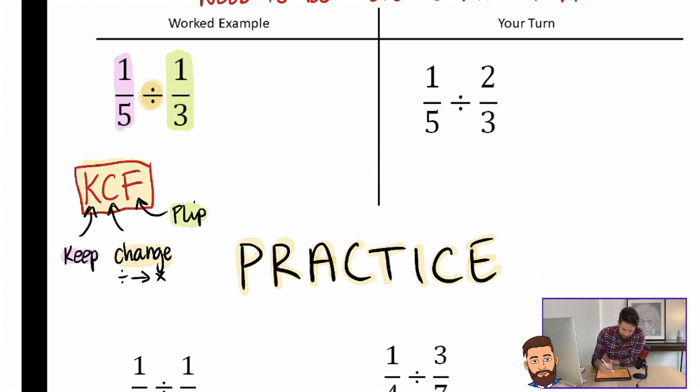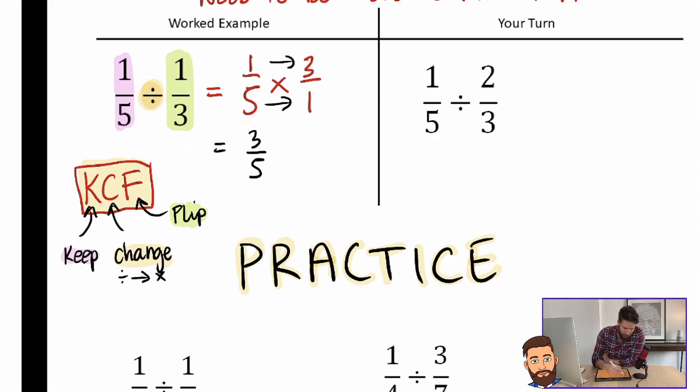So if I do that, it's telling me I need to keep the first one, so that's 1/5, keep the first one. I need to change this divide into a times, and then I need to flip this fraction. So if I flip this fraction, it will become 3 over 1. Okay, now you've just practiced how to times fractions together. You just do the top times the top and the bottom by the bottom. So if I do that, what do I get? 1 times 3 is 3, 5 times 1 is 5. So my final answer for this is 3/5.